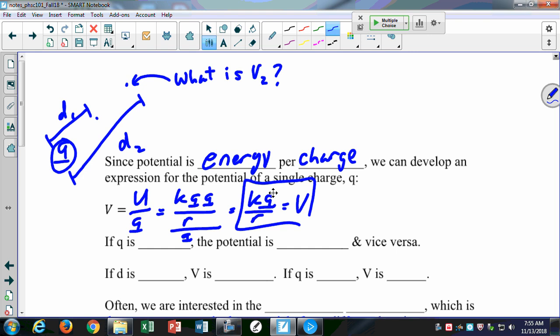So if Q is positive, the potential is positive. If D is large, the potential is small. I'm sorry, this should be a D. I keep forgetting. We use D here. If Q is big, V is big. Please note that it changes. In my other class, we use R, which is sort of more standard, but your book uses D, so we're going to continue using D. But if I slip up and use an R, that really means D. Okay?